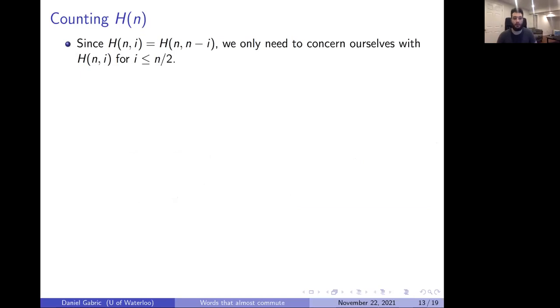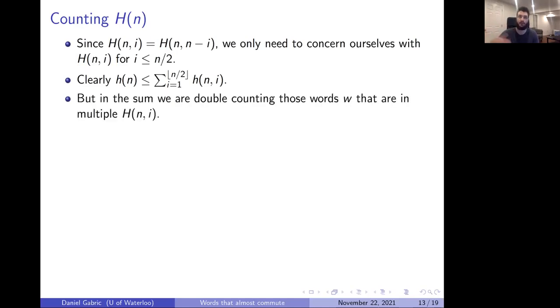So now we can try to count big H of n. Back to one of the properties we proved in the beginning, we have that H_{n,i} equals H_{n,n-i}. This means that we only really need to concern ourselves with H_{n,i} for i less than or equal to n over 2. We also know, clearly, that H_n is less than or equal to the sum of H_{n,i} from 1 to the floor of n over 2.